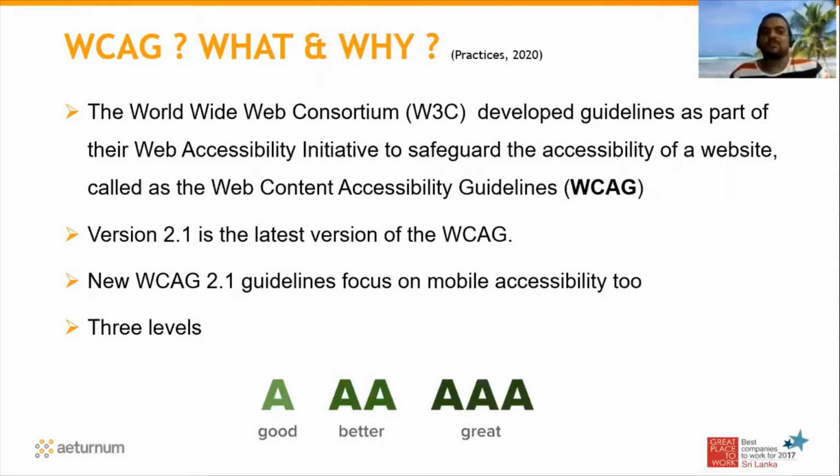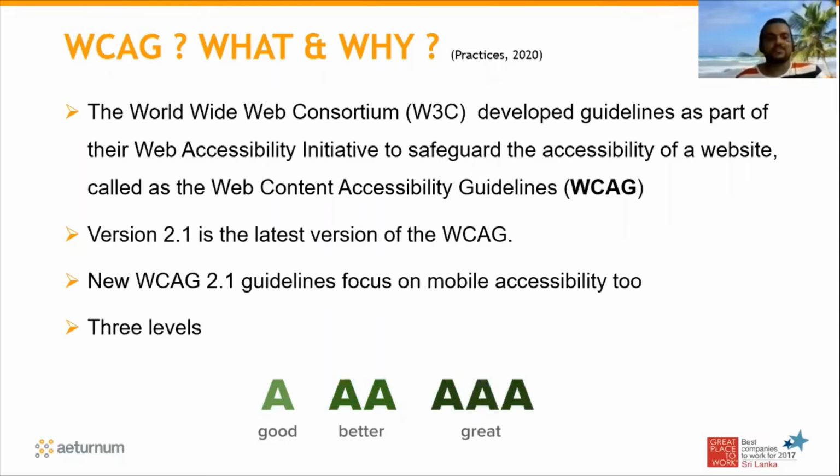The previous version of WCAG was 2.0, which only had guidelines for web accessibility, and they released a newer version of WCAG, which is 2.1. It's the latest version, and with it they included some new guidelines which cover mobile accessibility too. So with the latest version 2.1, we have both web accessibility guidelines and mobile accessibility guidelines, right?